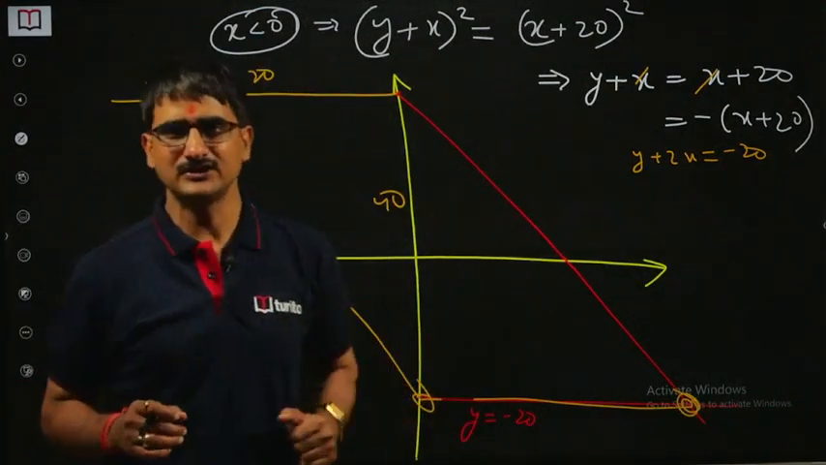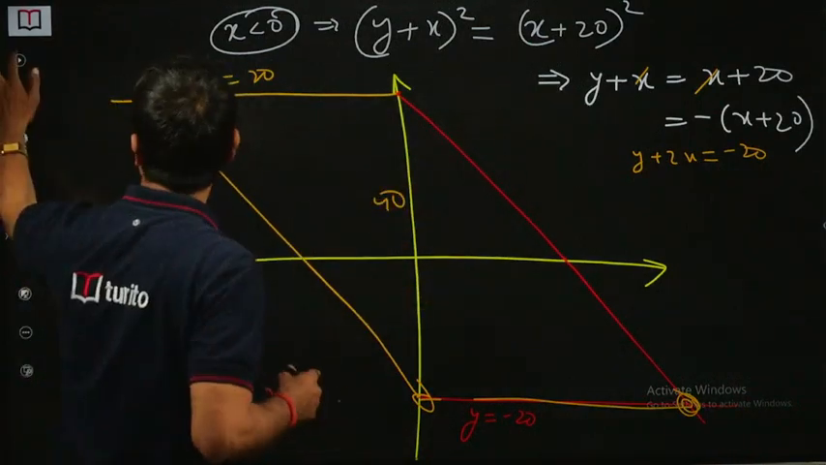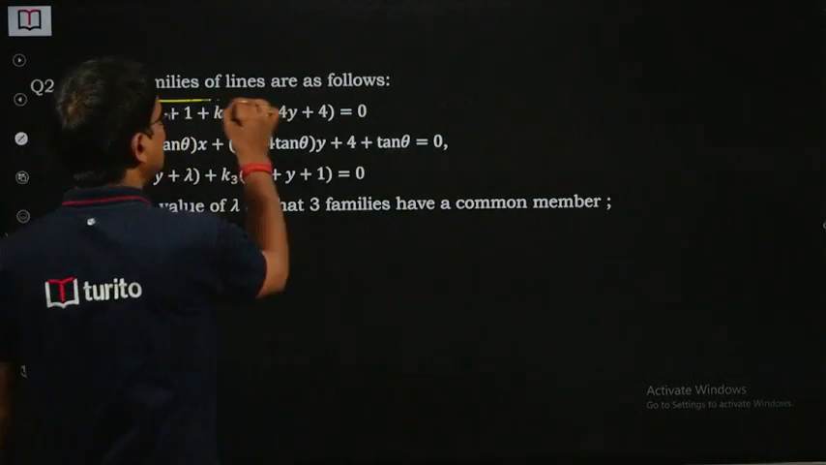So that was an interesting question based on this analysis, so that's why I picked it up. And now moving to the next question. The second question is on three families of lines.